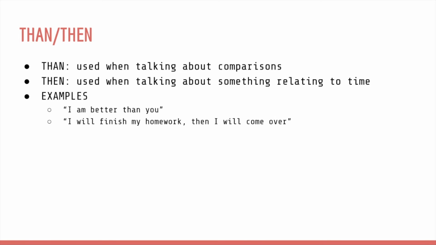And the next one, then with the E, is I will finish my homework, then I will come over. So it's something relating to time, right? Hey, I'm going to finish this first and then I'll do this, right? Or I will eat my dinner, then I will eat my dessert, right? It's not comparing, it's talking about something relating to time. I'm going to do this, then I'm going to do that. Okay, hopefully that makes sense, and your example sentences are similar to that.